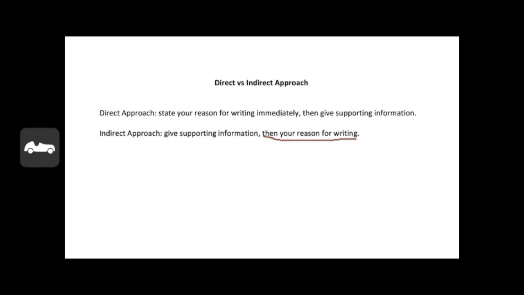So when you're telling someone something that they really, really don't want to know, really bad news, you're going to tell them the supporting information first and then the reason for writing. All other times, you would say right away why you're writing and then give the supporting information. You have to attend this training, and here's everything you need to know about the training. So if you're just reporting information, you want to use this one, which is what you're going to be doing a lot of the time in technical and professional writing, just reporting information. But for those few times where you have to deliver bad news, you're going to use the indirect approach.